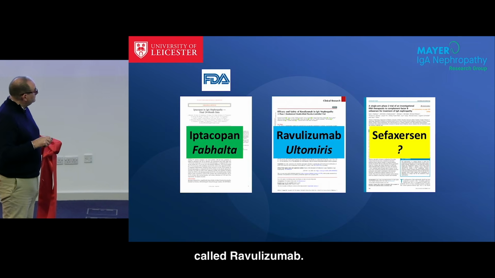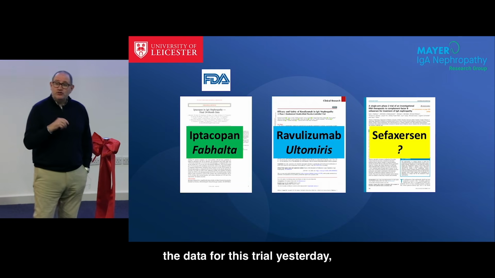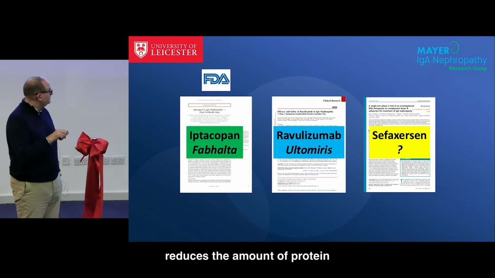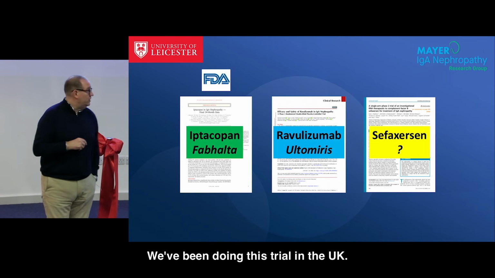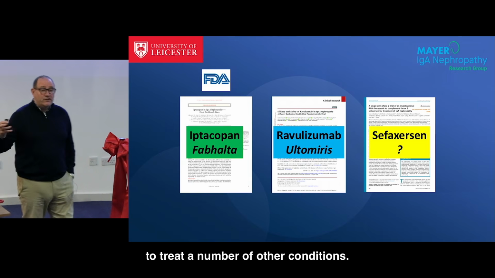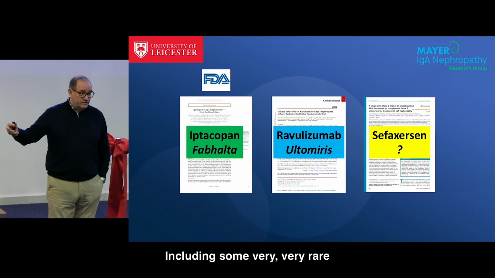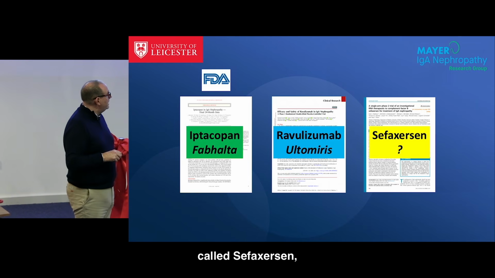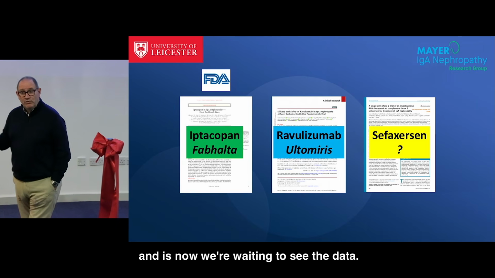There is another drug called ravulizumab that I actually presented the data for this trial yesterday at the European Renal Association, showing that this drug reduces the amount of protein in the urine. We've been doing this trial in the UK. It already has a name called Ultomiris because it's actually used to treat a number of other conditions. So it's already being used in the UK for other conditions, including some very, very rare kidney conditions. And then we have another drug called cefaxacen, which is still in clinical trial, but has finished and we're waiting to see the data.